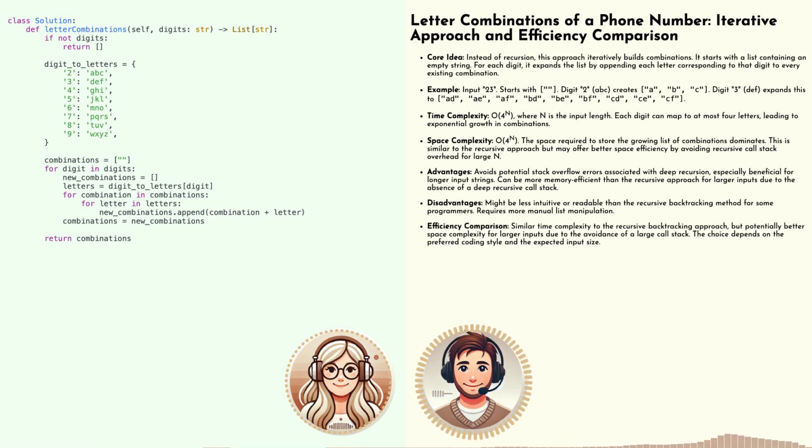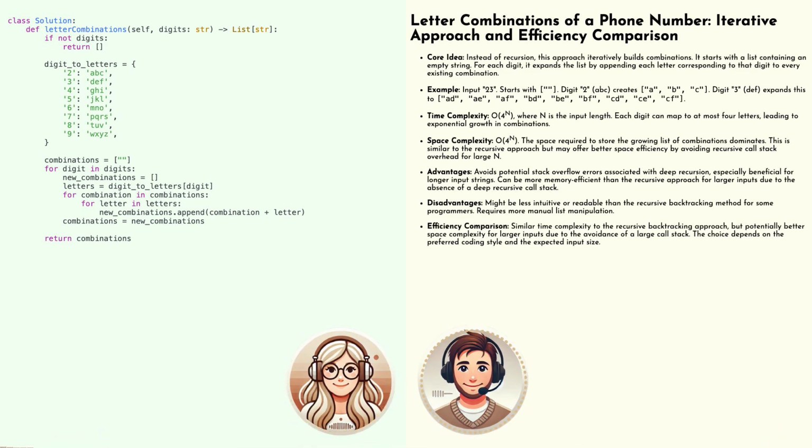Perfect. Now I'm curious, how would you describe the efficiency of this iterative approach in terms of Big O notation? Well, it turns out the iterative approach also has a time complexity of O(4^n), just like the backtracking solution. So both methods have the same Big O complexity. But do you think there might be any practical differences in terms of performance?